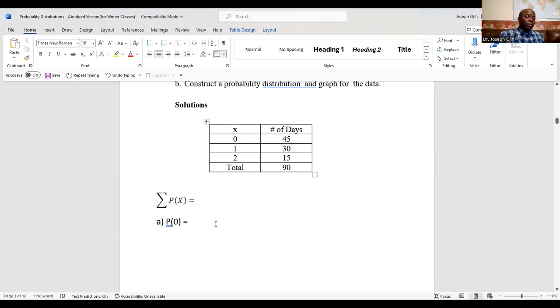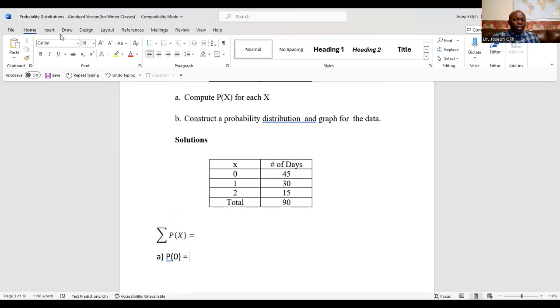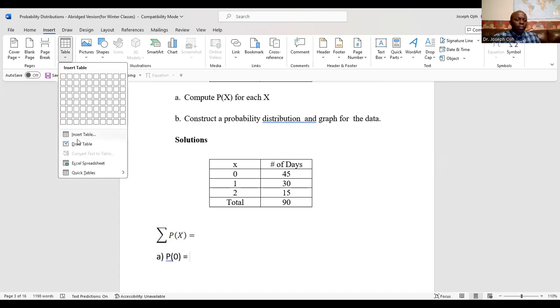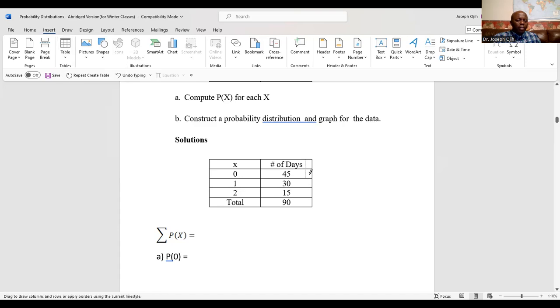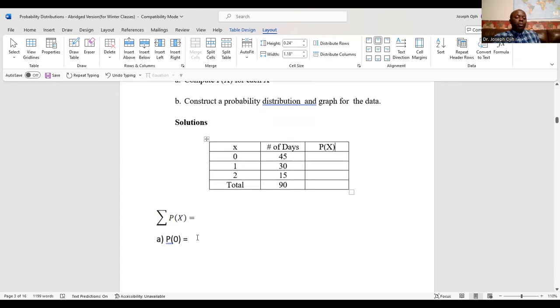90 is total. So now we can find the probabilities. Since I'm looking for the probabilities, I'm going to put this here, underline for the P of X. I'll make it a little bit broader. P of X. Now the probability of 0 will become 45 out of 90.